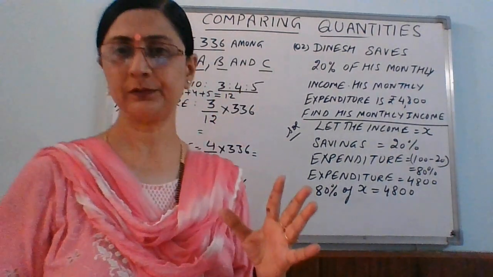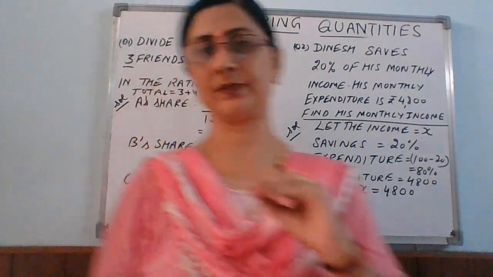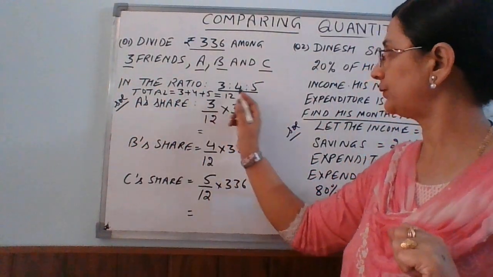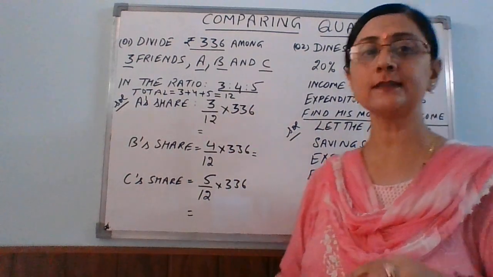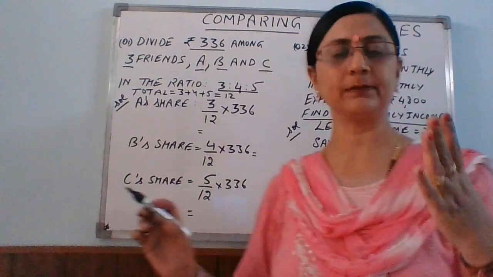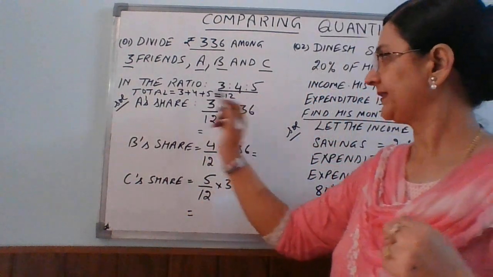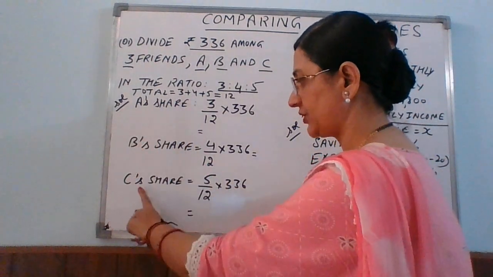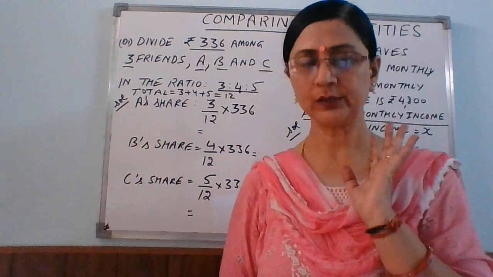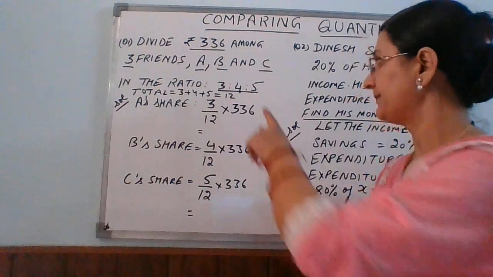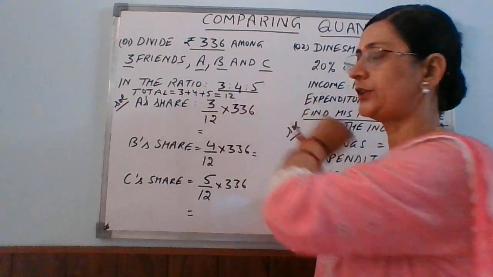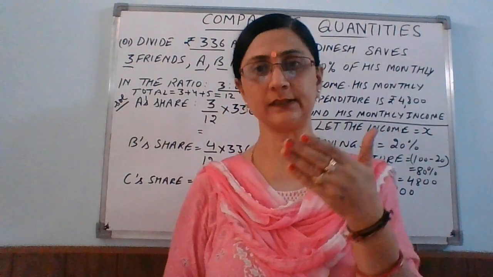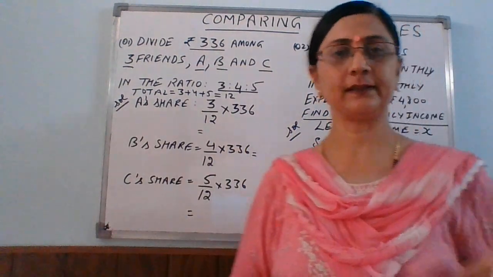First of all, you have to find the total of the ratios. Total means 3 plus 4 plus 5, that is 12. आप ratio को add up कर दो, answer आएगा 12. Now, how to find A's share, B's share and C's share? They don't have equal shares. They will be getting in ratio 3:4:5. अब आपको 336 rupees को इस ratio में divide करना है, right?